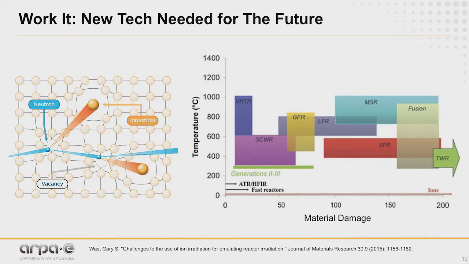Well, what kind of scale are we talking about? So this is a plot of the temperature ranges that the reactors we're talking about exist over versus material damage. So in the lower left, that little green bar that says generations 2 and 3, that's existing reactors. And we're getting more damage as we extend the lifetimes of those reactors. But you can see that the collection of reactors that we're talking about have much higher temperatures and much larger amounts of damage. And some of them have highly corrosive environments like liquid lead reactors and molten salt reactors. So if we're really serious about these technologies, we need to figure out how to develop the materials that are required to make them successful.